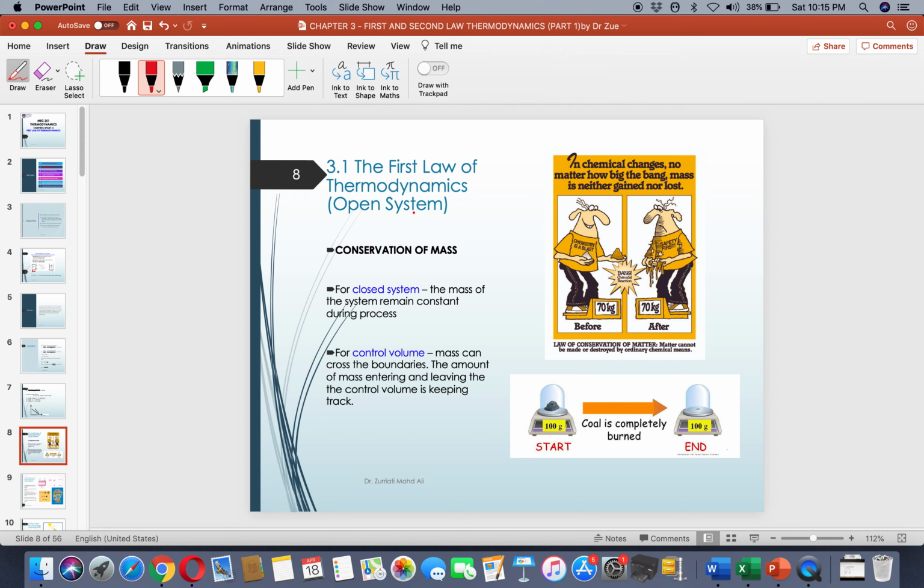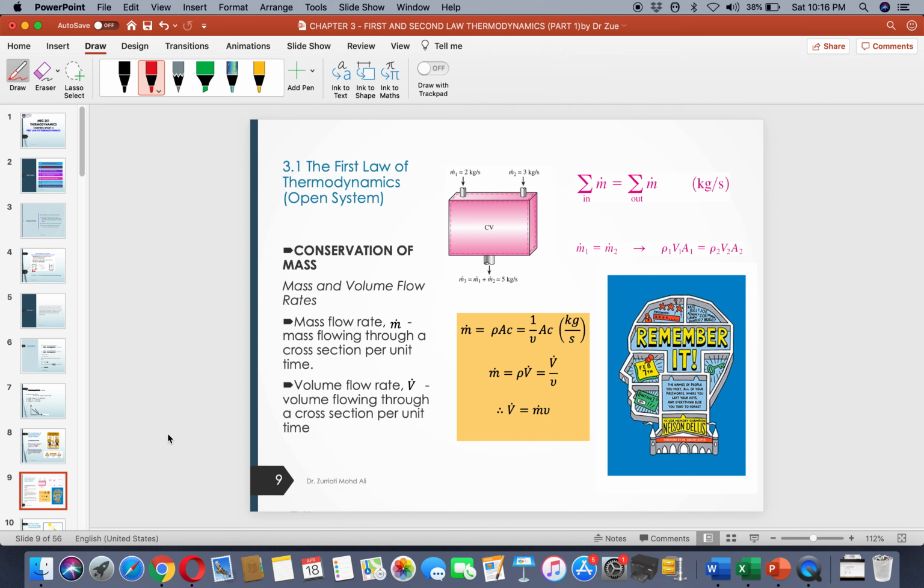So when we talk about open system, first thing first, we have to know the conservation of mass. Okay, for closed system, the mass of the system remains constant during the process, which means m is constant. But for control volume, mass can cross the boundary. The amount of mass entering and leaving the control volume is kept track of. Okay, so this is the conservation of mass, and we will discuss mass flow rate and volume flow rate.